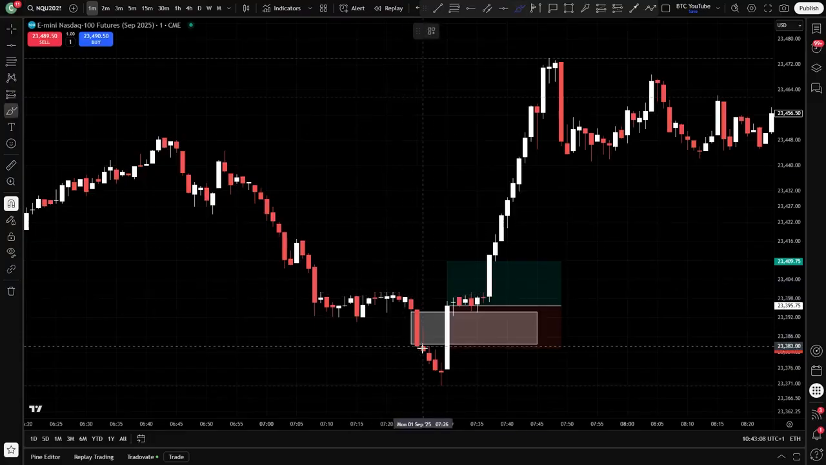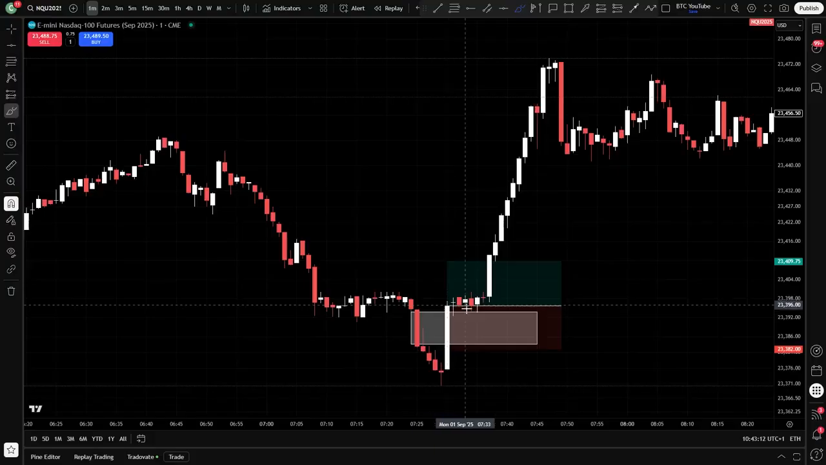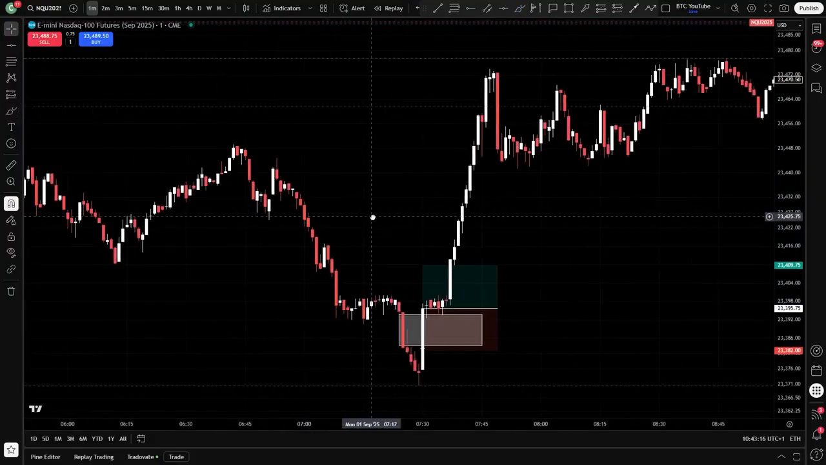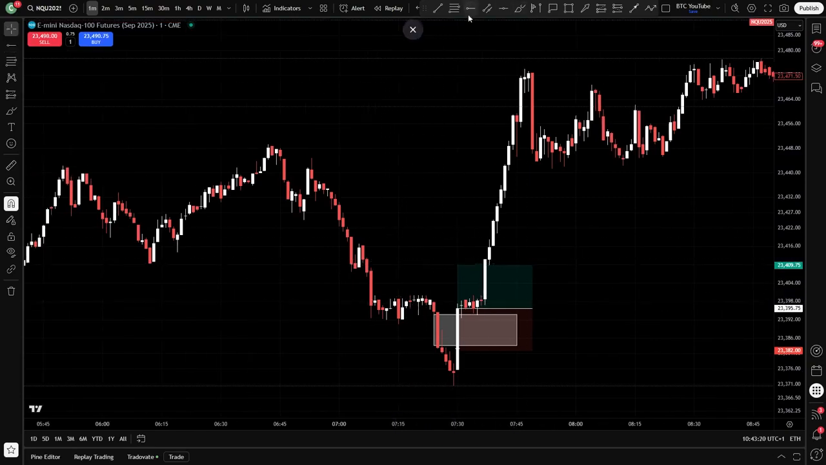I would have entered if I was awake for this. Sadly, I was asleep. But as you can see, lovely candle back to the upside, waiting about 5 minutes, and then we started running back up through the V shape. I would have had my 1-for-1 here. I would have gone break even on the rest.